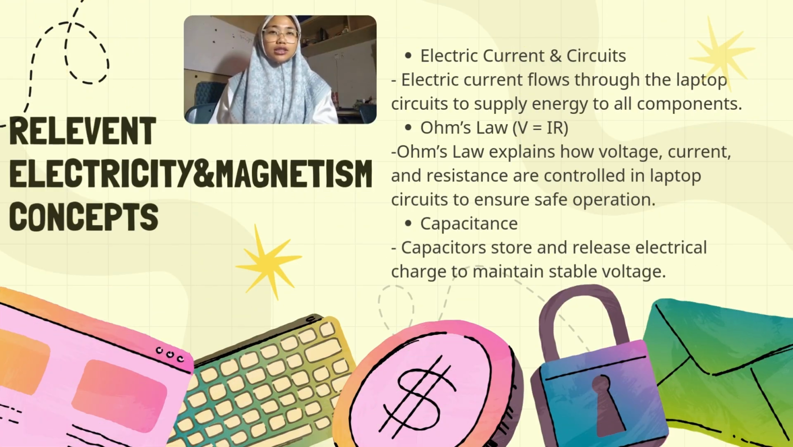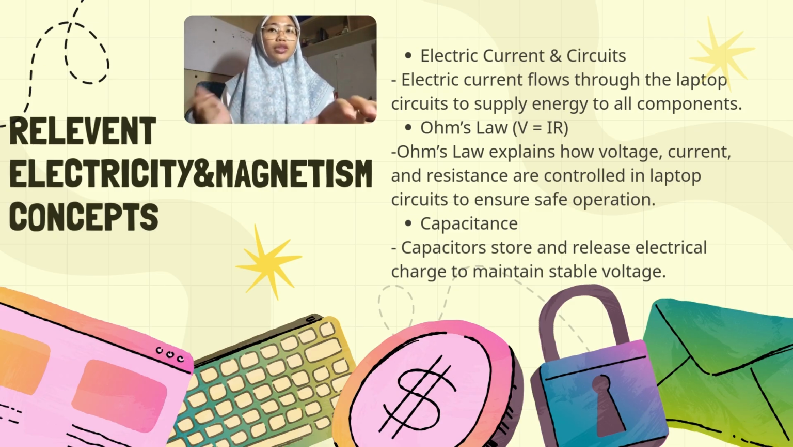For relevant electricity and magnetism concepts, there are three groups. First, electric currents and circuits. Electric current refers to the flow of electric charge through a conductor. In a laptop, current flows through a complex network of circuits on the motherboard, allowing electrical energy to be delivered to different components such as the CPU, memory, and storage devices.